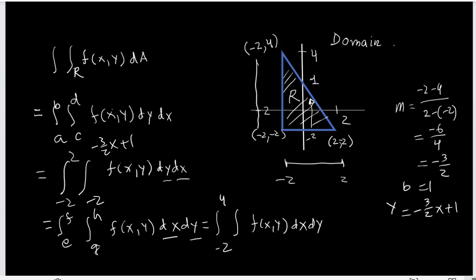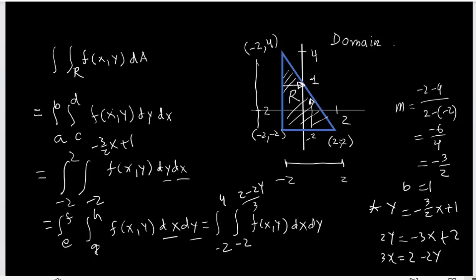Now I need to find my x, which goes like this. So x goes from -2 to the line. So I need to see what my x is from here. You can multiply both sides by 2. You get 2y equals -3x plus 2. Then 3x will be 2 minus 2y, and then your x will be divided by 3. So that limit now is (2 minus 2y) over 3.